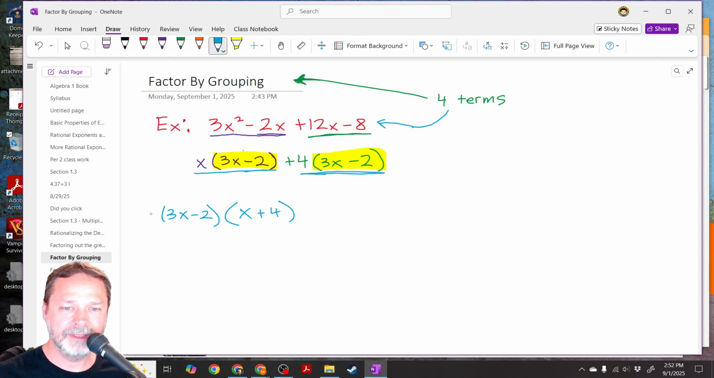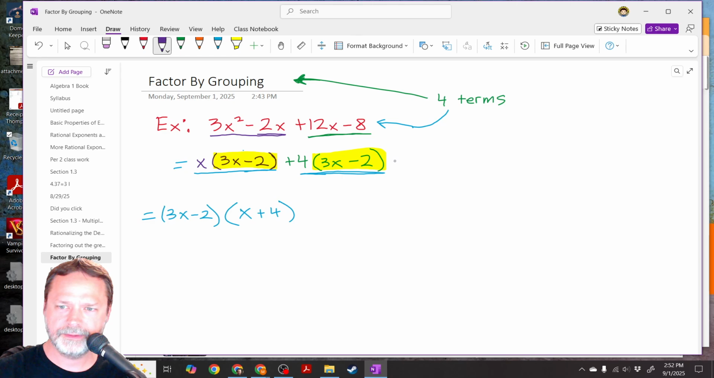And I am done. I have factored this 4-term polynomial into a product of 2 binomials. I was able to factor it, and I can't factor these anymore. I can't take anything out of the x plus 4. I can't take anything out of 3x minus 2. I can't rewrite this as a product of terms like these or other stuff. So that's done.